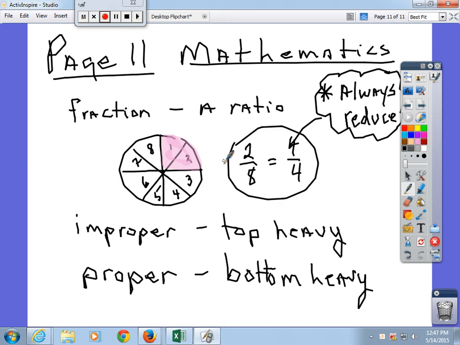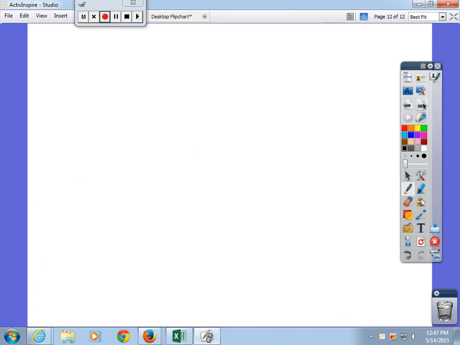It's the same fraction. It's the same number. Same mathematical value. So that's fractions. Decimals. Decimals are another way to write a fraction.